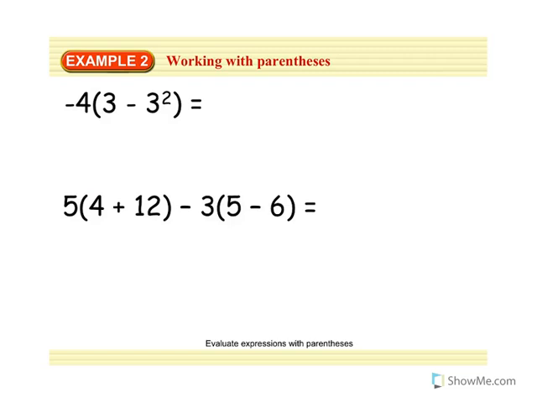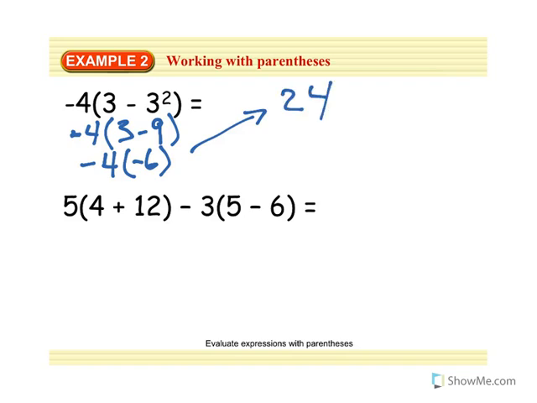All right, and we're going to kind of follow the same approach here, right? Negative 4 times that quantity. So I need to do what's in the parentheses. So within the parentheses, that's negative 4. I have 3 minus 3 squared. Now 3 squared is 9. So now in the parentheses I have 3 minus 9, which is negative 6. And then negative 4 times negative 6 gives us positive 24.